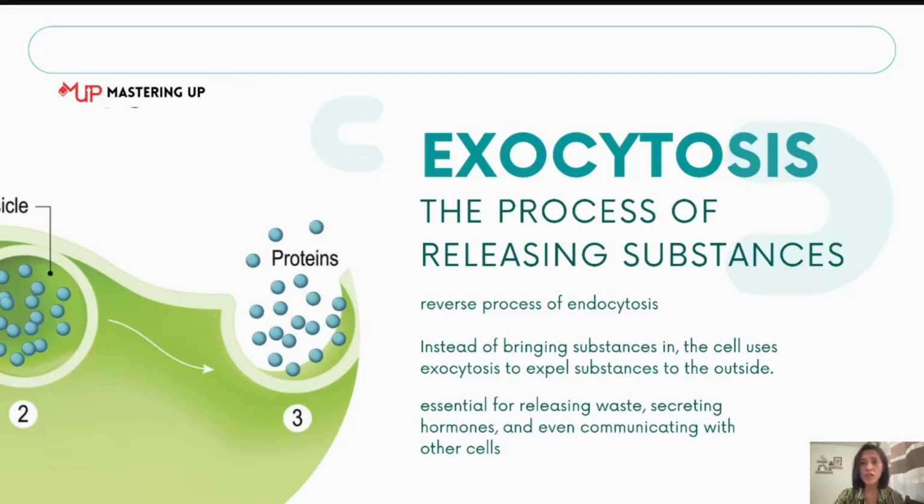Now we're going to talk about exocytosis, or the process of releasing substances. Exocytosis is the process by which cells expel materials by merging vesicles with the cell membrane. This mechanism is essential for removing waste products and releasing substances like hormones and neurotransmitters.